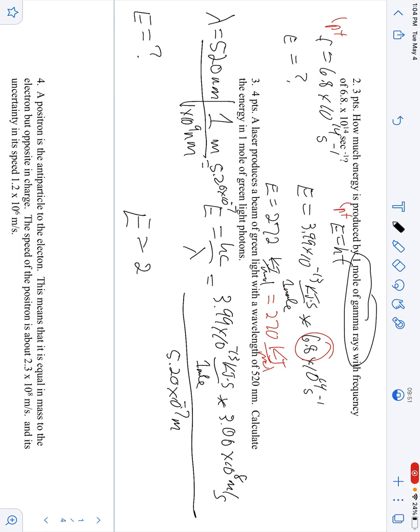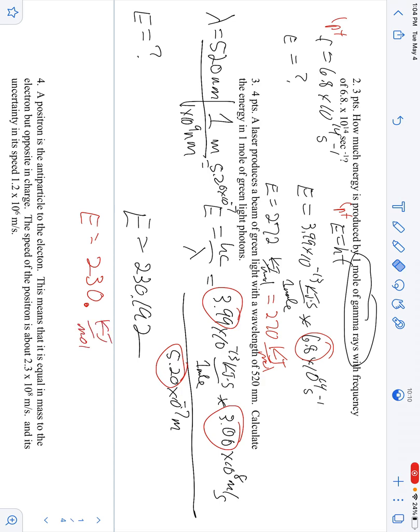And I get this big old number out. But since I've got 3 sig figs, 3 sig figs, and 3 sig figs, I will have my answer in 3 sig figs. I have to put the decimal point there so that I have 3 significant figures, and then I, of course, put my units.